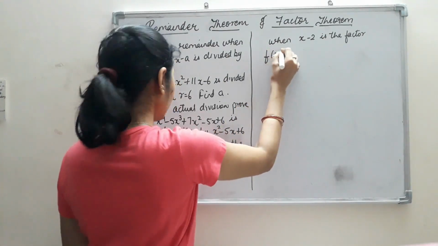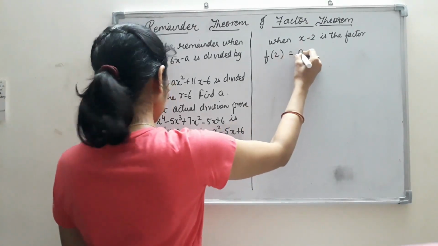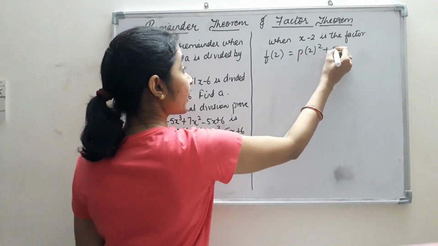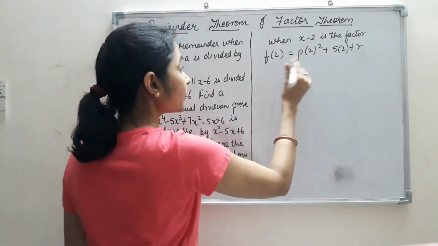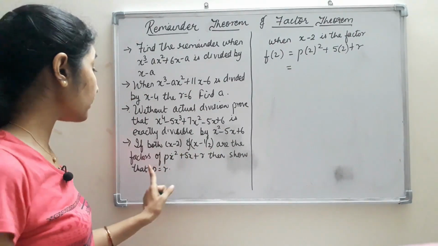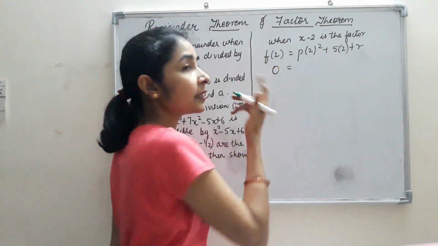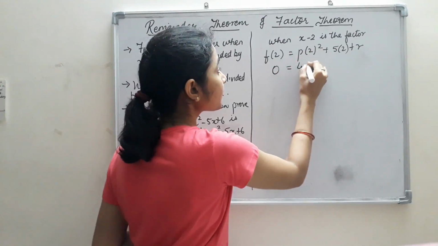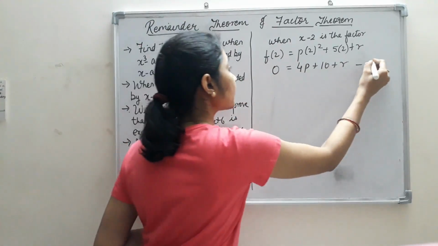Okay, f(2) is equal to, in place of x everywhere I will substitute 2. So it is equal to p into 2 square, plus 5 into 2, okay, 5x, so 5 into 2, plus r will remain as it is. Now solving this, what do we get? Now both are the factors. It is given that both are the factors. In that case, what will we take in place of f(2)? 0. The remainder is 0. Okay, so 0 is equal to 2 2s are 4, 4p plus 10 plus r. Okay, let us leave it here only.